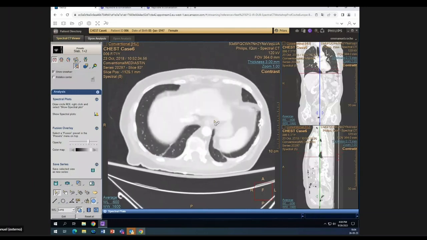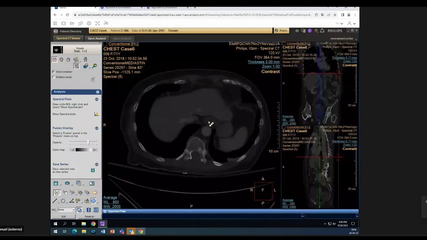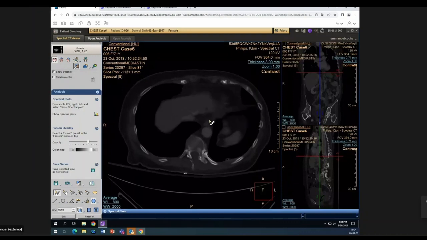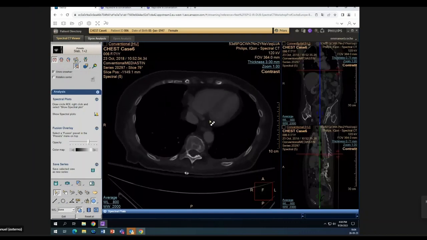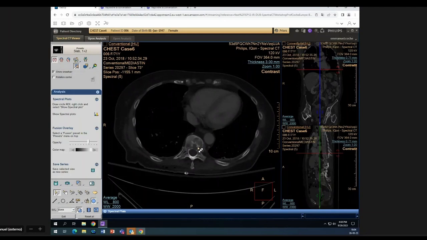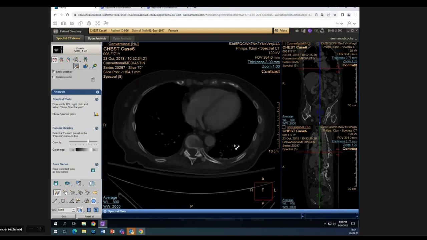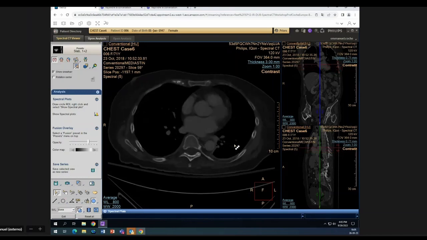Don't forget to go to bone window setting. You go to number 5. And there you can inspect the bone. She had back pain. And you see some osteolysis in the body of the vertebra. So the explanation of the back pain was osteolysis, but you have the cause of osteolysis on this CT scan.